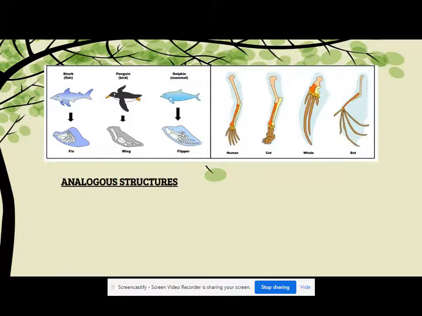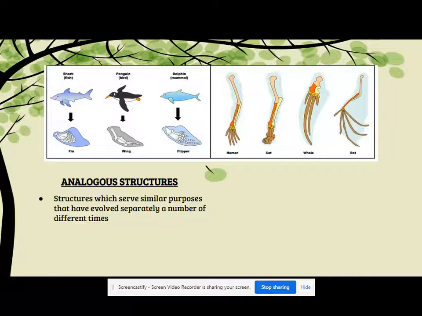So there are two types of structures. There's anomalous structures. Those serve similar purposes, but they've evolved separately. So sharks can swim, penguins can swim, and dolphins can swim. However, when you take away the skin, you have a very, very different structure. So a penguin's swimming ability is more like a wing. A shark's fin is similar to all fish, right? It's not like a hand and it's not like a wing. And a dolphin, you can see the 5 fingers on it, just like a human, right?